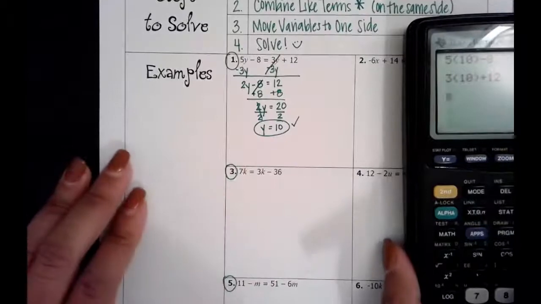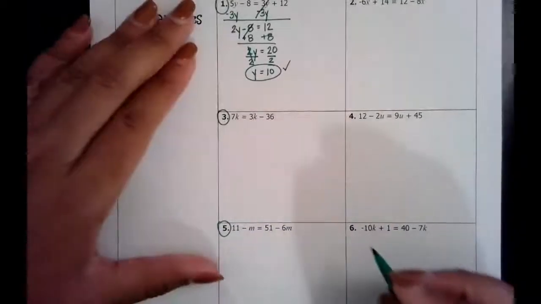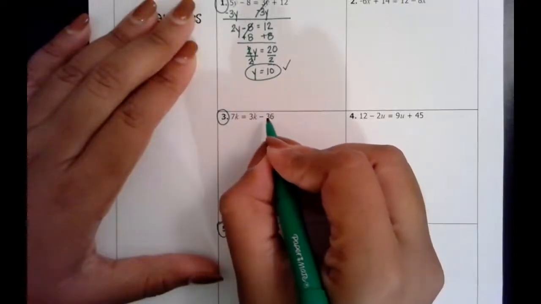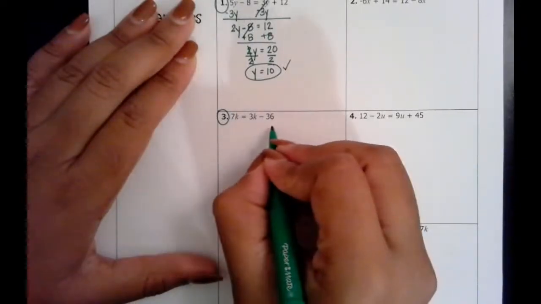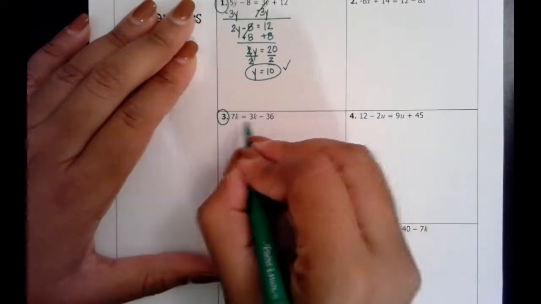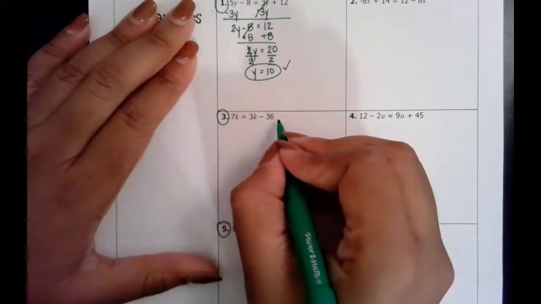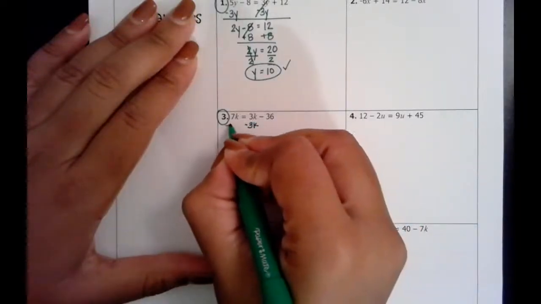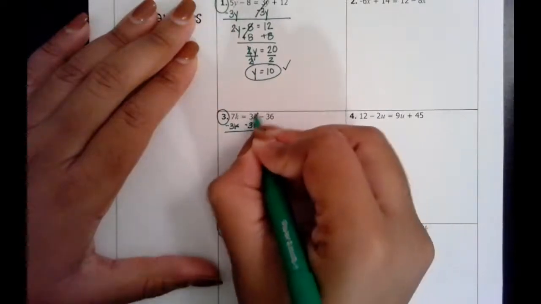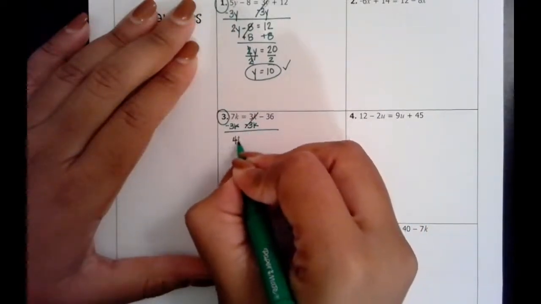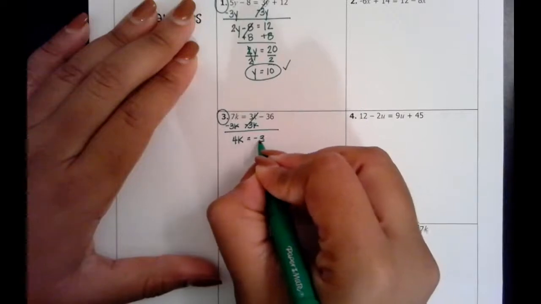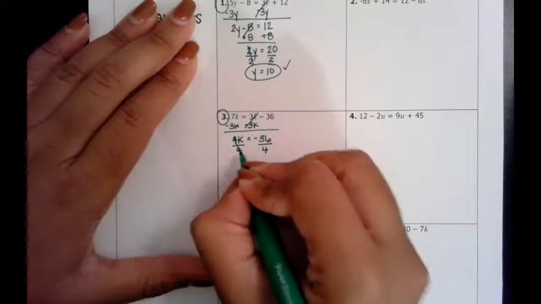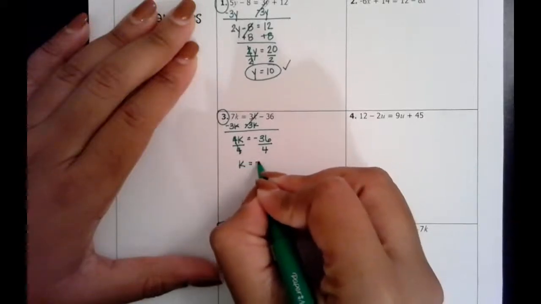So now moving on to number 3. We have 7k equals 3k minus 36. So we do not have to distribute. There are no like terms on either side of the equal sign. So now we need to move the variables to one side. I'm going to move this 3k over here by doing the inverse operation. And I have 4k equals negative 36. Regular one-step equation. k equals negative 9.